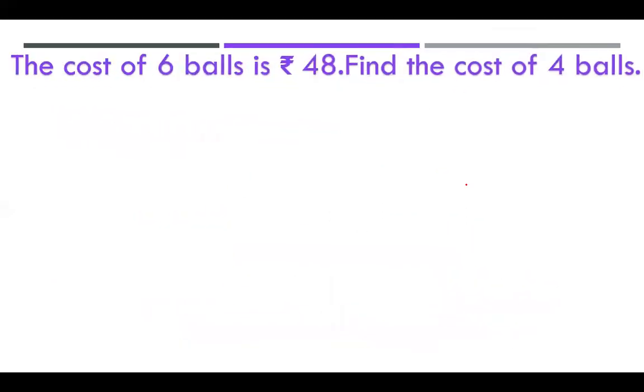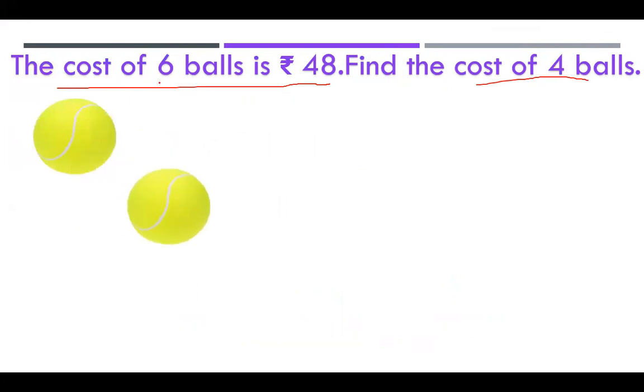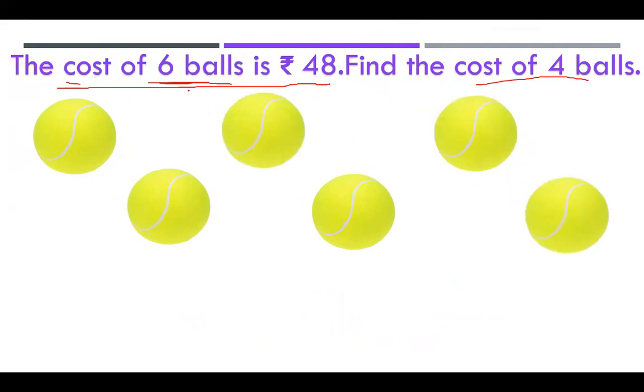So the first question of unitary is: the cost of 6 balls is rupees 48. Find the cost of 4 balls. Let's have a look at the 6 balls. This is the first ball and it's bouncing. This is the second ball, and we need 6 balls. This is the third ball, this is the fourth ball, this is the fifth ball, and this is the sixth ball. So here we need to find the cost of these 6 balls. This is 1, 2, 3, 4, 5, and 6. I like to play tennis with a tennis ball.